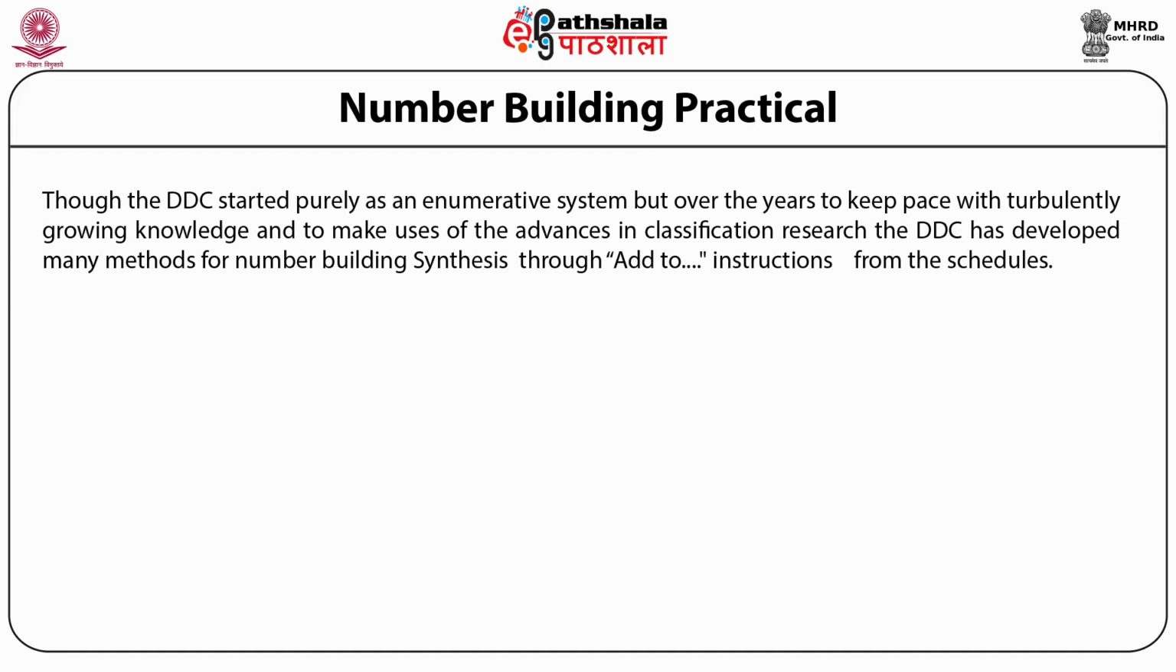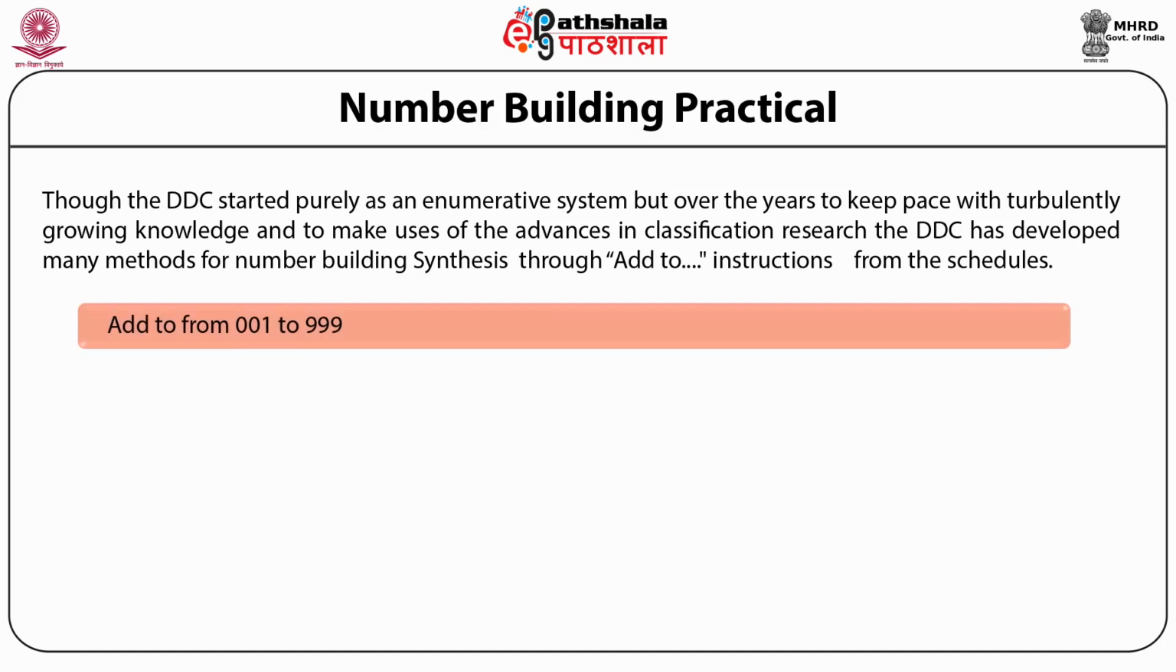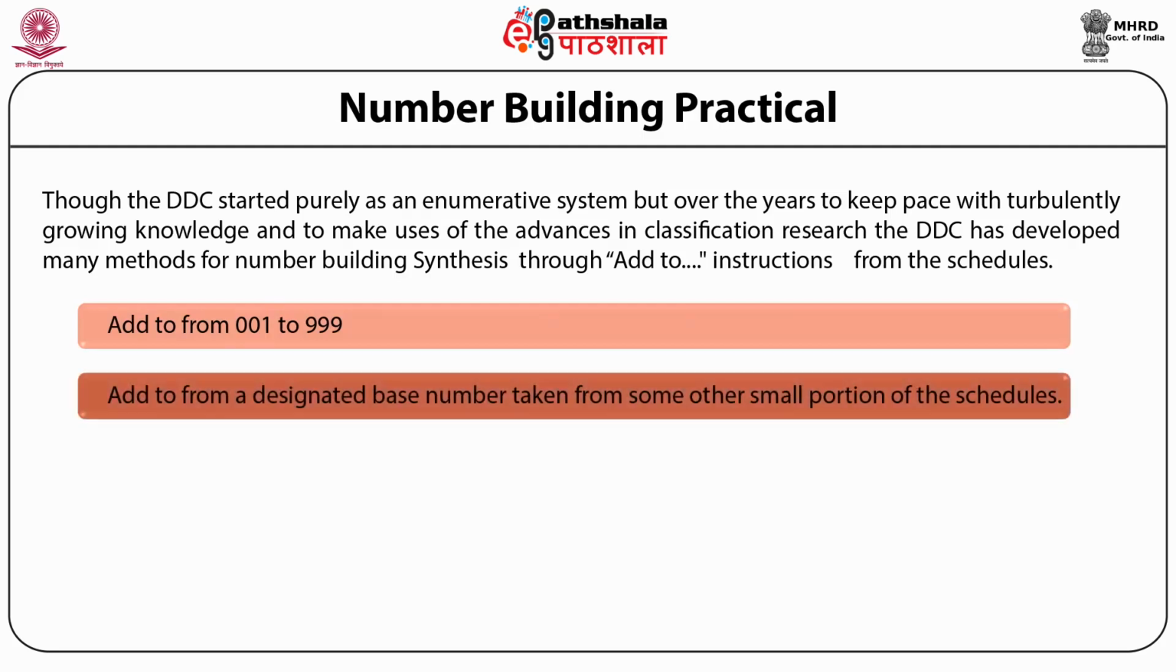Though the Dewey Decimal Classification started purely as an enumerative system, over the years, to keep pace with the turbulently growing knowledge and to make use of the advances in classification, mostly started by the DDC, the research in DDC has developed many methods for number building, number synthesis, through what is known as add to instructions from the schedules. So there are many methods, that is add to from 0112 to 999. It means that you have to add anything from the schedule to the given base. Or it is add to from a designated base number taken from some other small portion of the schedules.